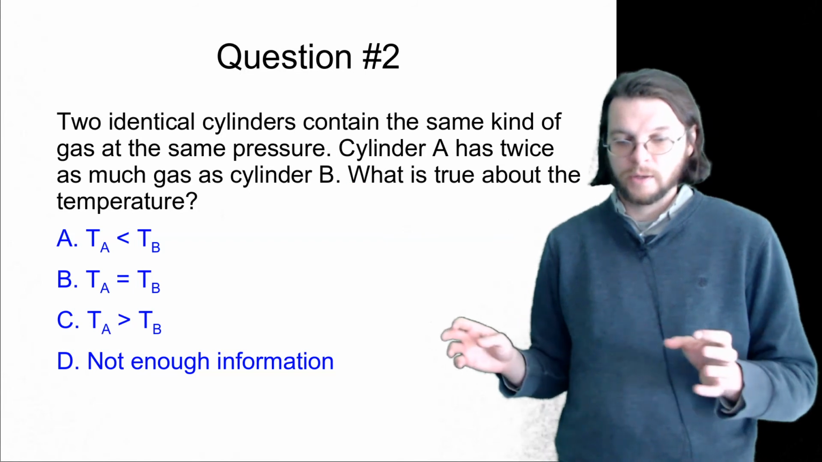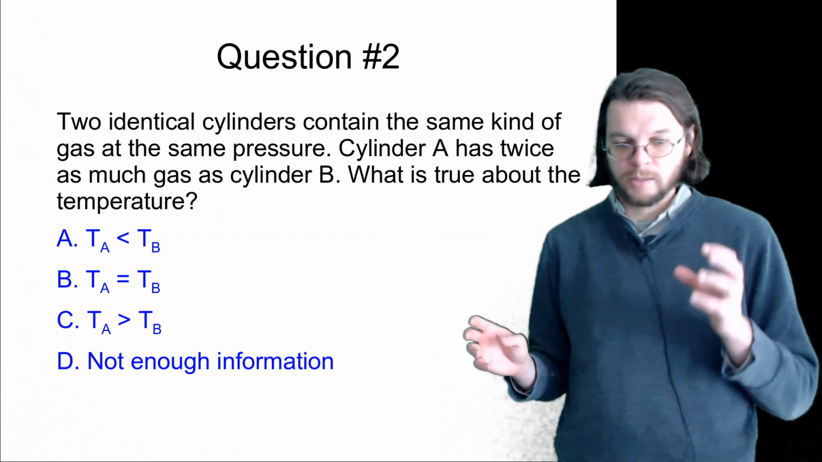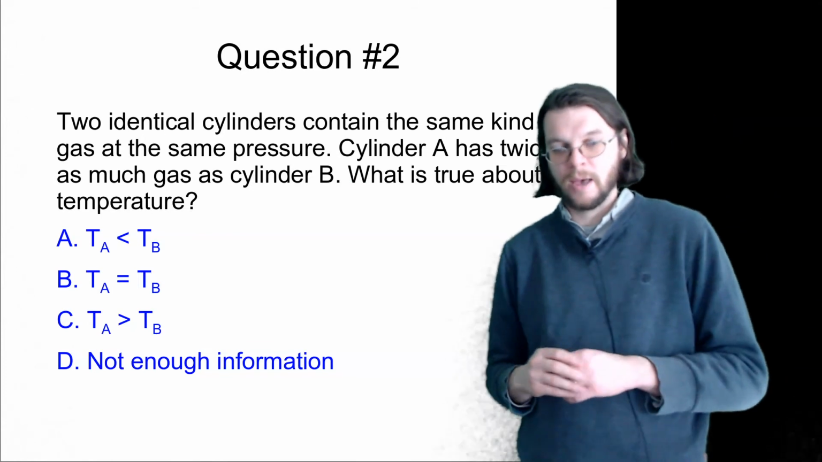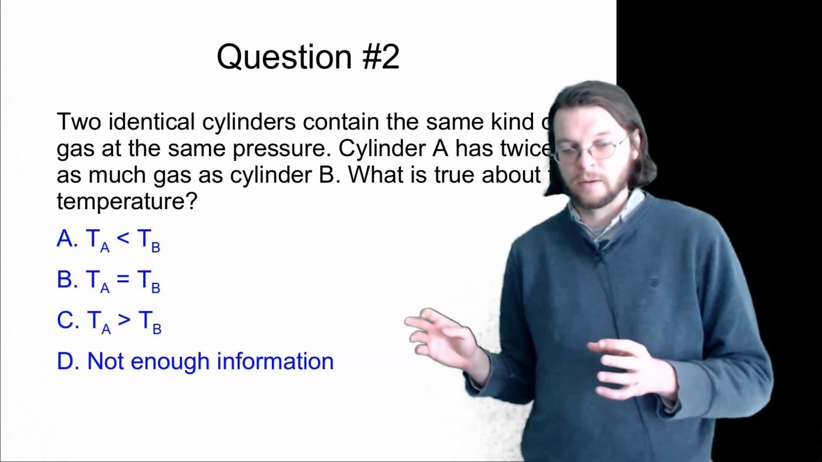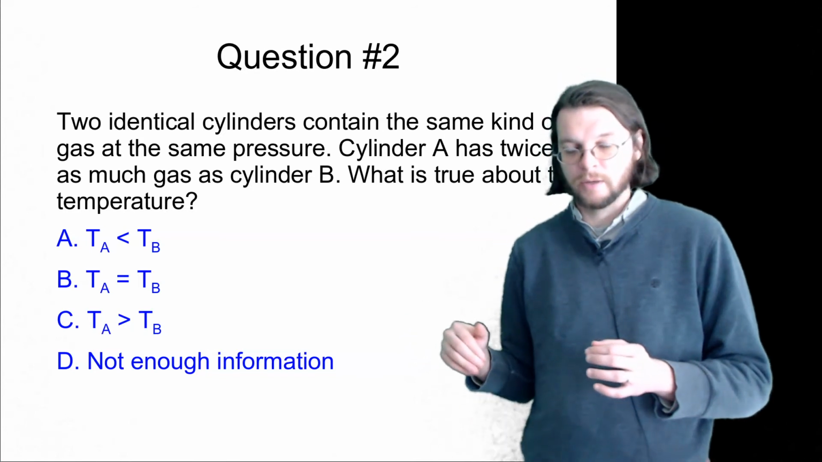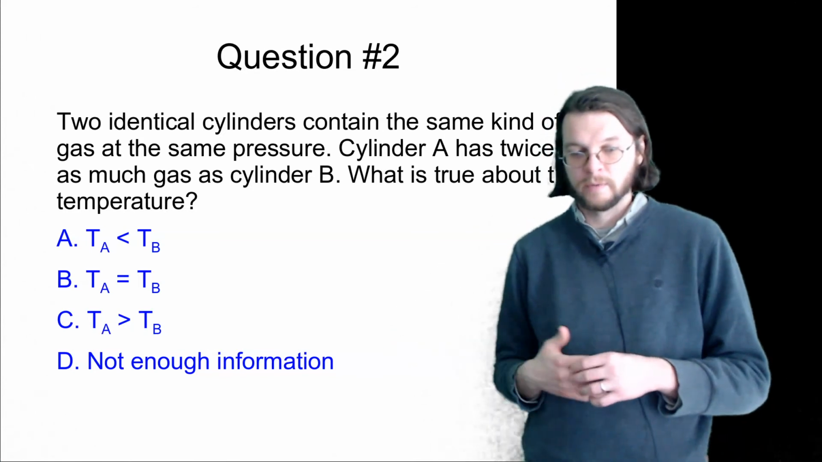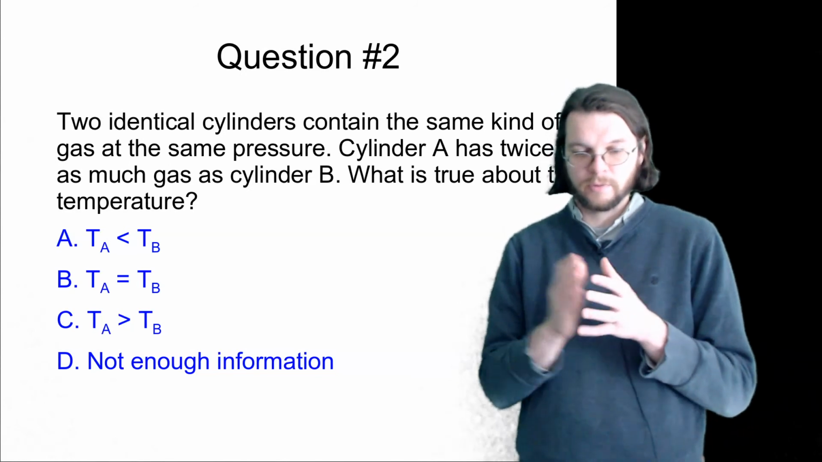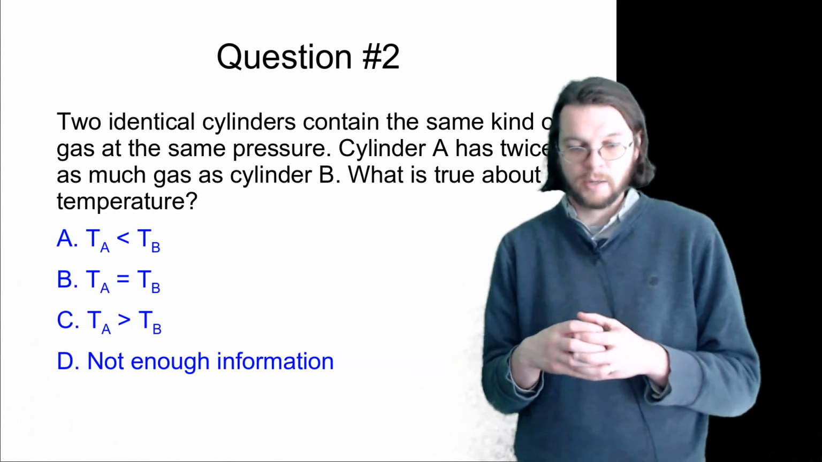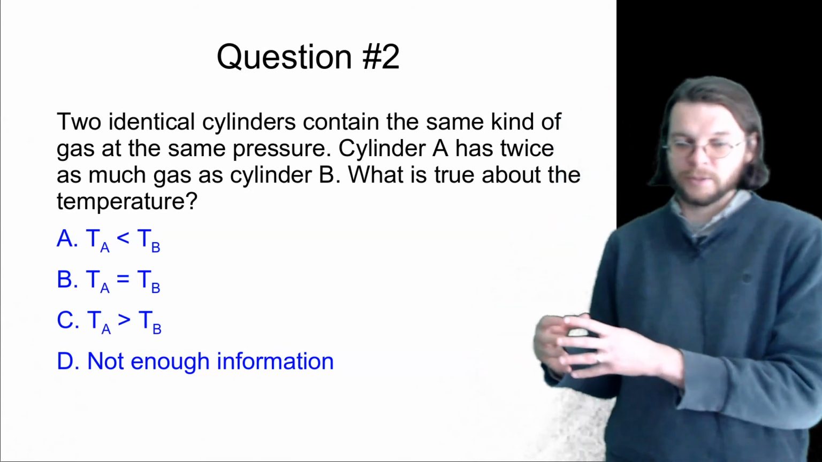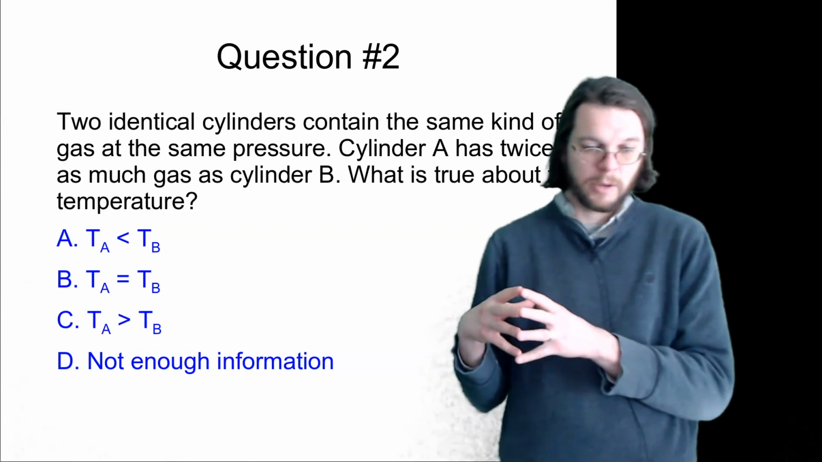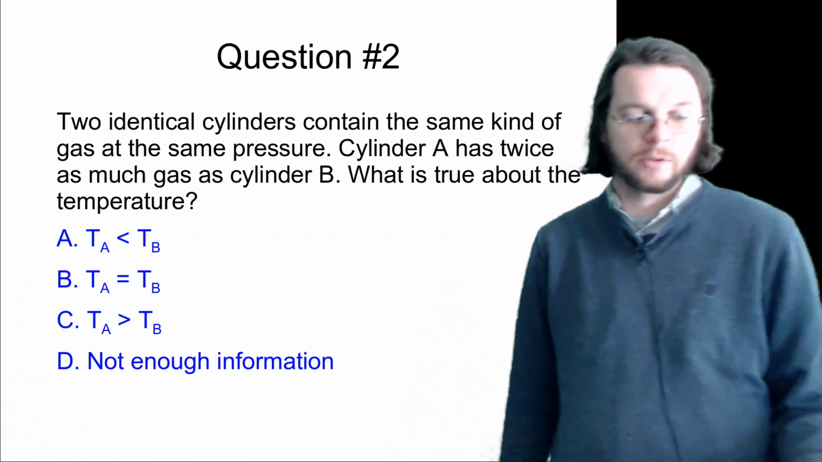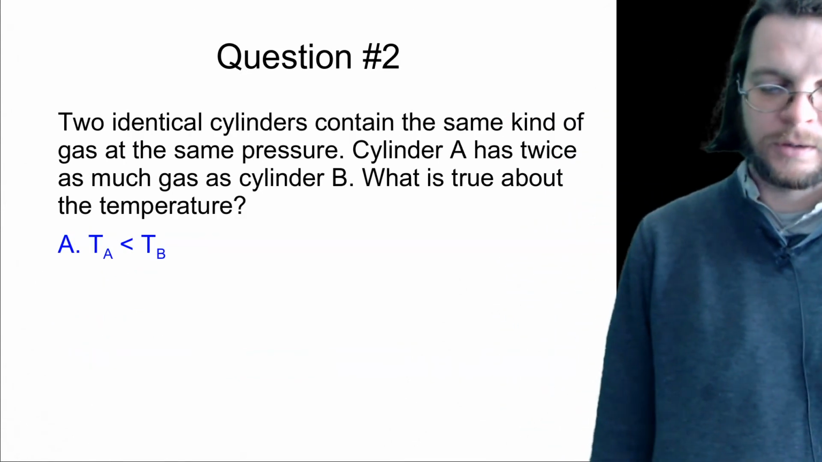So if cylinder A is twice as dense as cylinder B, but they have the same pressure, then the only way that can happen is if cylinder B has significantly higher temperature than cylinder A. In other words, cylinder A has all this gas in it that is bouncing off of the surface of the container, causing a nice high pressure. Cylinder B has much less gas, but it's still producing the same amount of pressure. The only way that's possible is if the temperature in cylinder B is larger than the temperature in cylinder A.